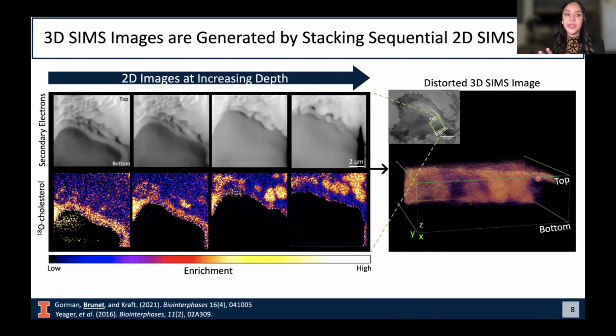Now, unfortunately, when we do this, it creates a distorted 3D image. Let me just explain why this image is distorted. This is the region that we analyzed. This is the secondary electron image of that region that was analyzed. So if we look at this portion of the cell here, we see height differences between this point and this point.